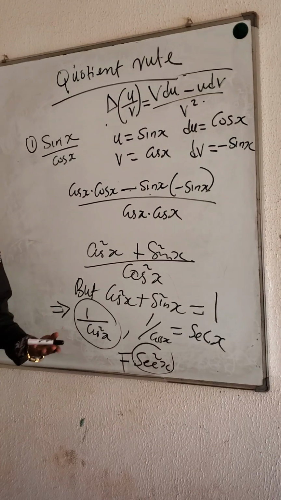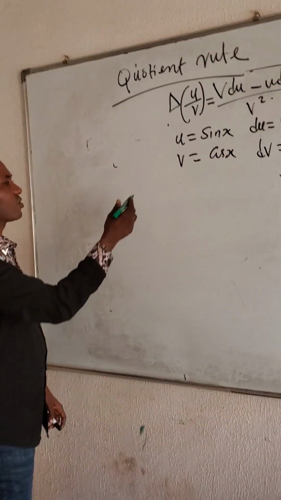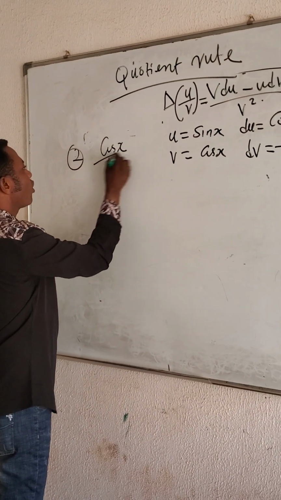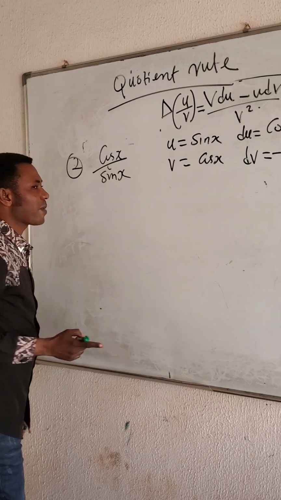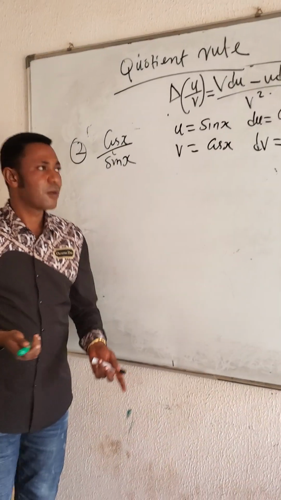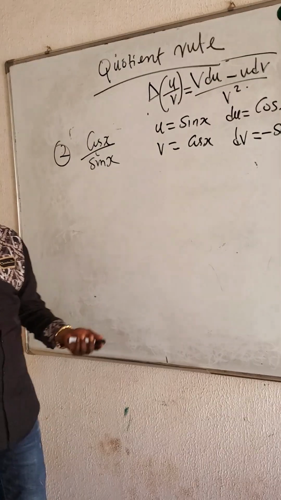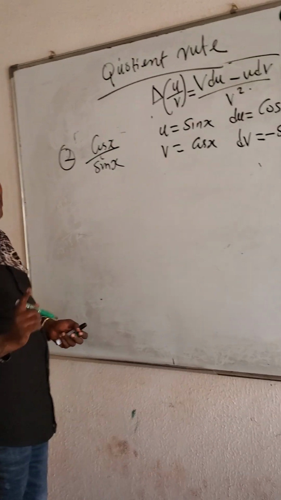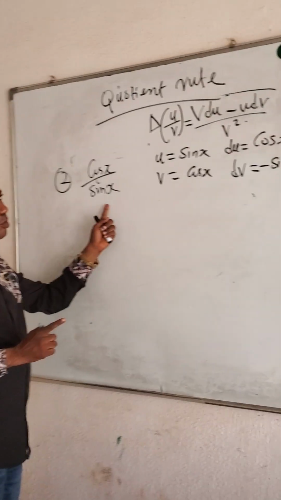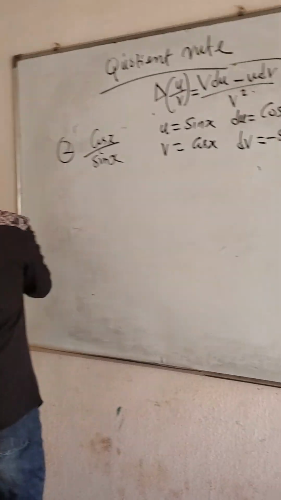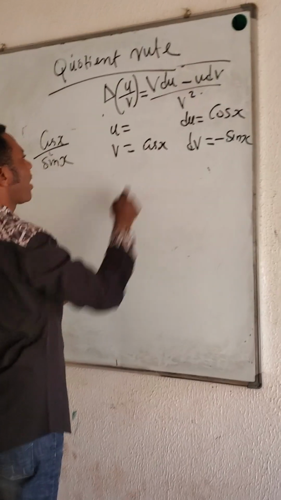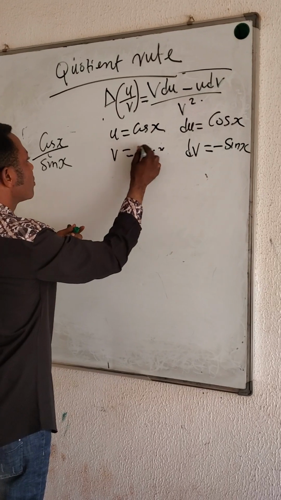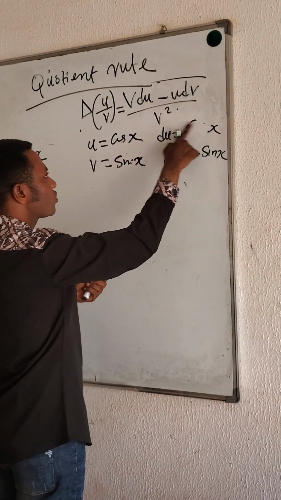Now, let's also consider another example. This one is going to be cos x all over what? Sin x. Remember, sin x over cos x, we have what? Tan x. For this one, cos x over sin x, we have cot x. So we are asked to differentiate this, and we're going to use what? Quotient rule, because it has a numerator and what? Denominator. Now, what is my u? My u is now cos x, and my v is now what? Sin x.